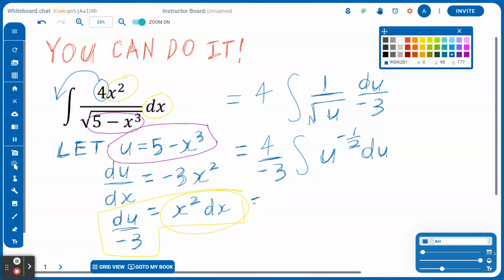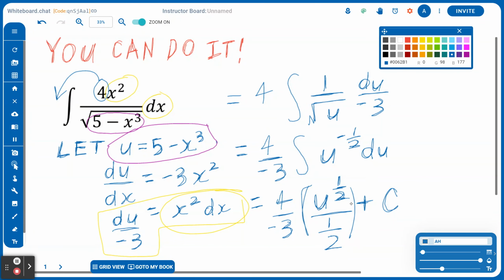Now, when you find the antiderivative of u to the power of negative half, you have to add 1 to the exponent and divide by the new exponent. Negative half plus 1 is going to be half. And dividing by half is the same thing as multiplying by 2, but I'll divide by half for you, just like that. Don't forget you're adding a constant c. You're not looking for one answer. We're looking for infinitely many cases, also known as a family of solutions.